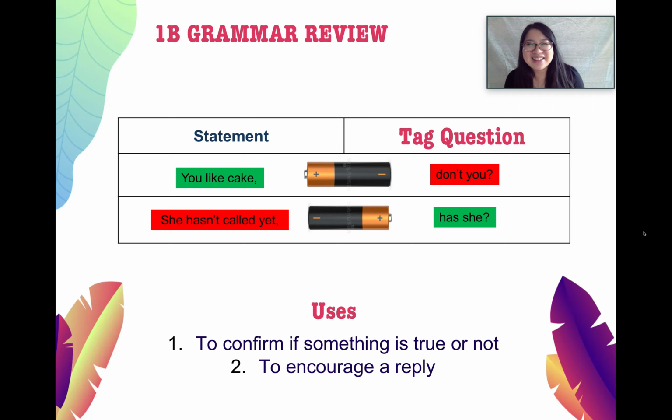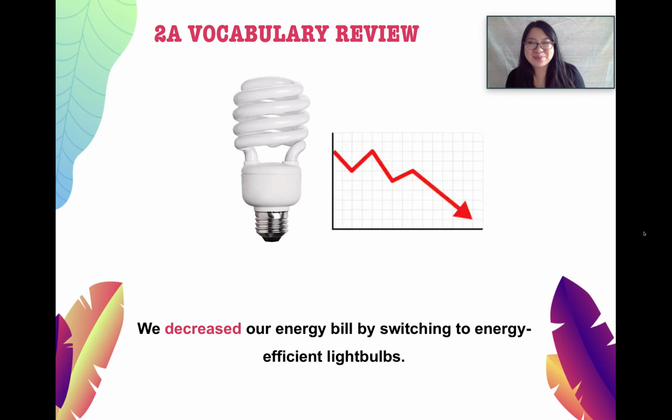Okay, now let's look at Unit 2. In Unit 2, we began talking about the environment. For this vocabulary review, I'm going to show you a picture and a sentence that uses a synonym, which is in pink. Let's read the sentence together and see if you can remember the vocabulary word that matches the synonym. We decreased our energy bill by switching to energy-efficient light bulbs.